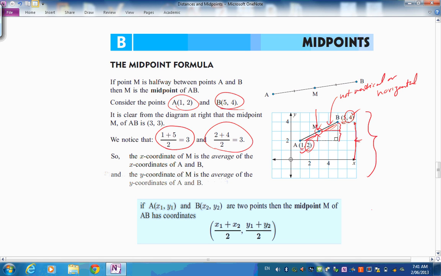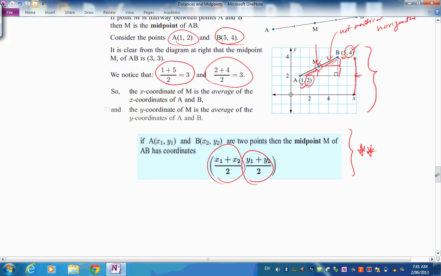So, can we have a formula? We don't want to have to draw graphs all the time, so let's have a look at the formula down here. What are we doing? To find the middle point, we average the x's, that is, add them up and divide by 2, and do the same with the y's, so that you can get that middle point. You don't need to draw a diagram. The idea is to use the formula now. So let's go and practice.